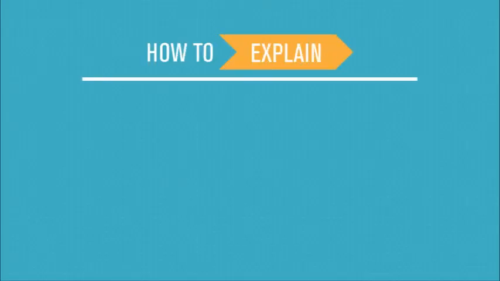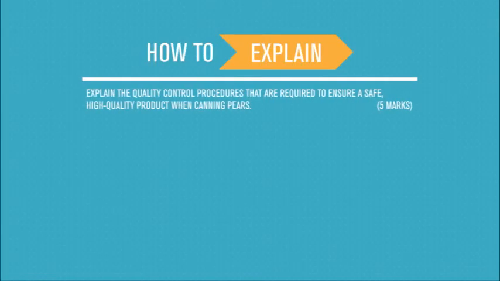If I was then going to put this into an actual HSC question context, this is a question that I've used with my students in the past. It's based on an HSC question from a few years ago, and it was worth 5 marks, and I've just tweaked it to suit my students. But essentially the question read, explain the quality control procedures that are required to ensure a safe, high-quality product when canning pears. Now, let's think about those joining words and how we might put that into our response.